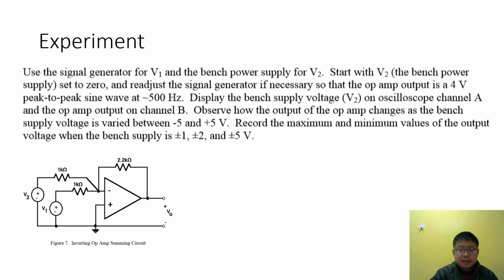In the last experiment, you need to connect the circuit as shown in figure 7, where V1 is the function generator and V2 is a DC power supply. You need to adjust the DC power supply and observe the output.